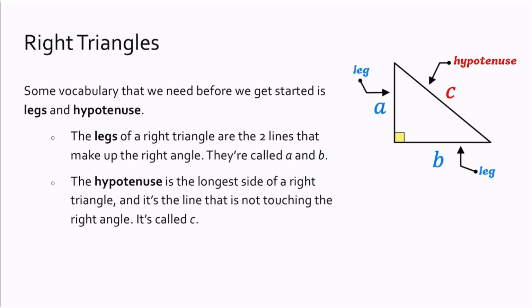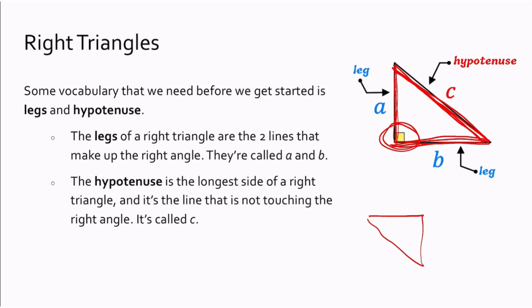So the legs of a right triangle are the two sides that create the right angle. So it might not always be the two sides on the left and the bottom, but it's going to always be the two sides that create that right angle. And then the hypotenuse is the long side or the diagonal side, and that's the side that's not touching the right angle in any way.